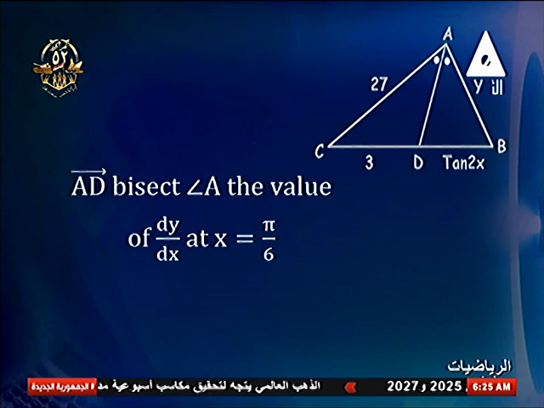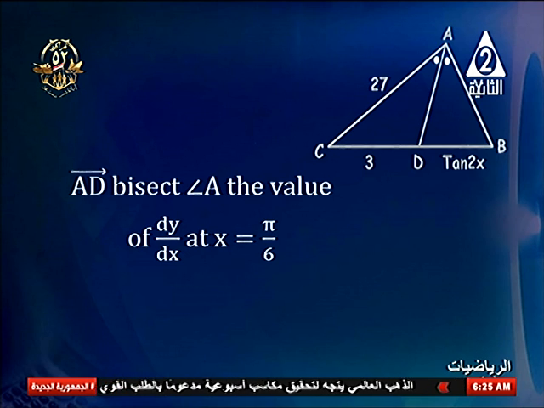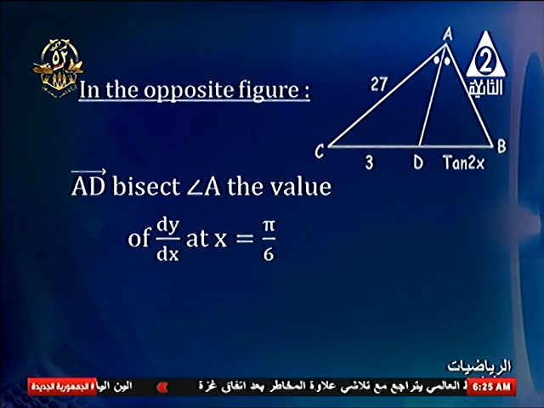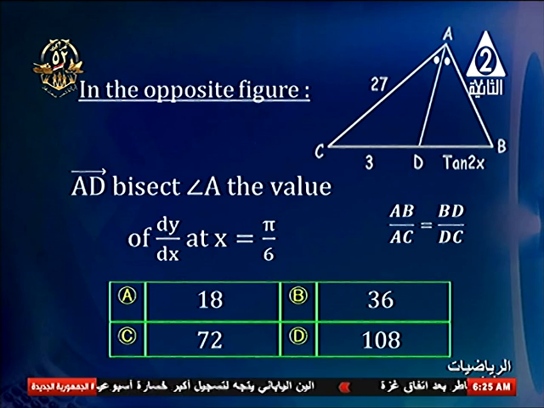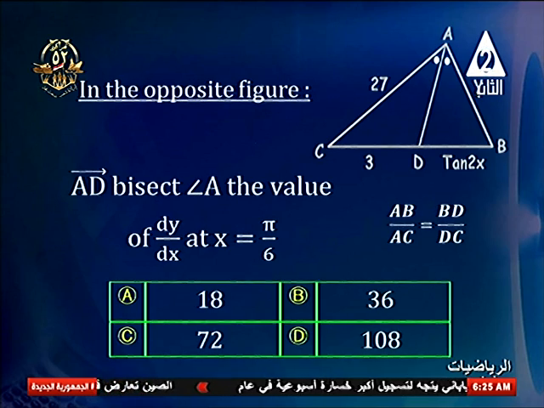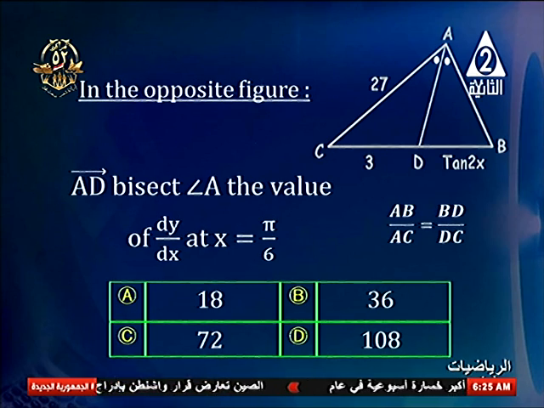In the opposite figure, AD bisects angle A. What is the value of dy over dx at x equals pi over 6? Choose the correct answer. We have four choices: 18, 36, 72, 108.